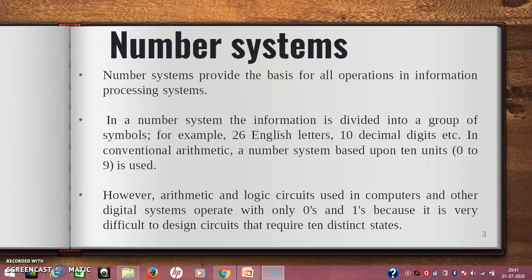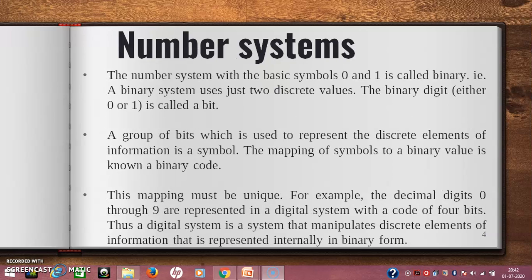But when we consider the arithmetic and logic circuits used in computers and digital systems, they operate with only zeros and ones, because it is very difficult to design circuits that require 10 distinct states. And hence, all the systems we see today work on binary digits, that is 0 and 1. The number system with the basic symbols 0 and 1 is called the binary number system because it uses just two discrete values or binary digits, which is called a bit, and that is 0 or 1.